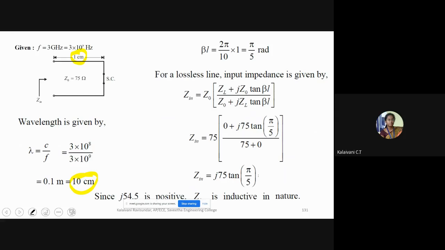So tan pi by 5 will be approximately positive, not negative. So the answer will be j 75 into some value. So j, some value will be positive. We don't have negative. Negative means it will be capacitance. If there is no j term, it is a real term, it will be resistance. So it is inductive in nature.